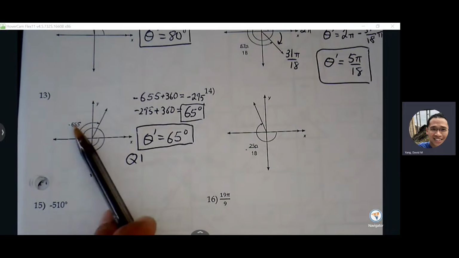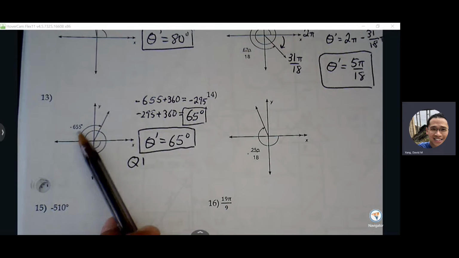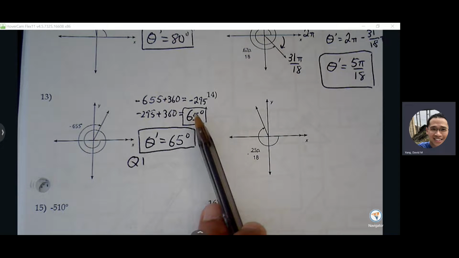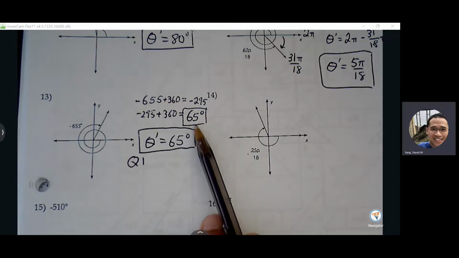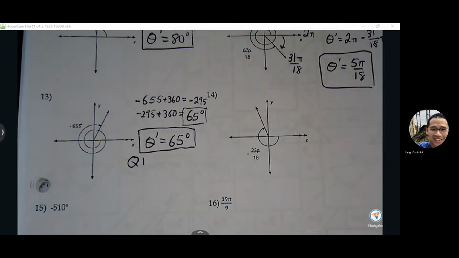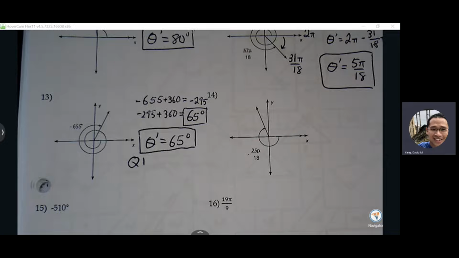You mean this negative 655? No, like when we did that, my 65 is a coterminal. 65 is a coterminal angle, but it also is in the first quadrant. Oh, that's also correct. Right, exactly. So if your angle is in the first quadrant, that's the easiest one because you don't have to do anything. It's already an angle between 0 and 90, so you're safe. You can just leave it alone.